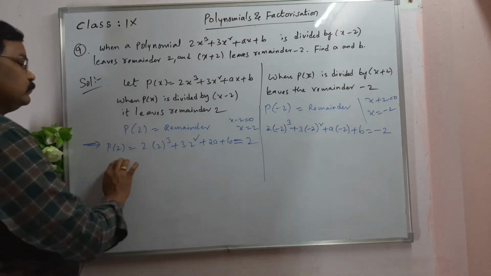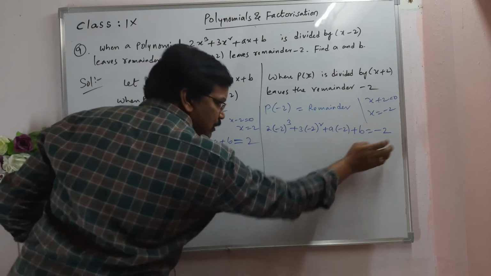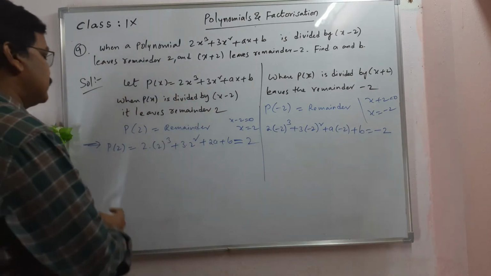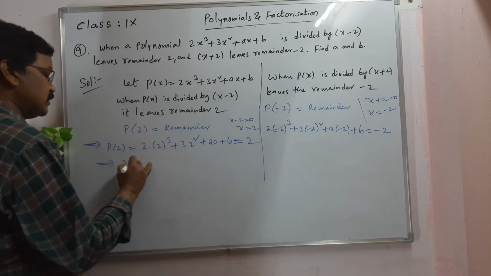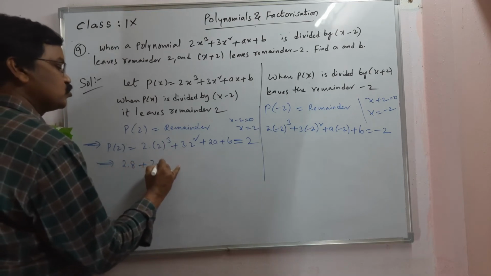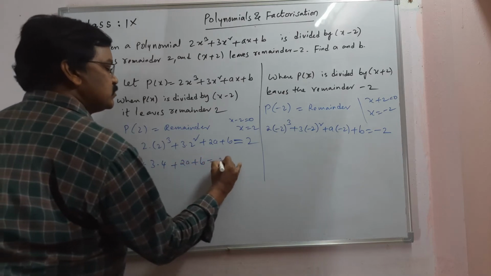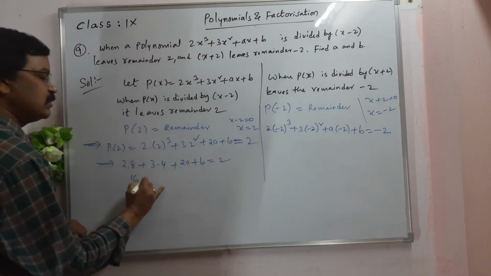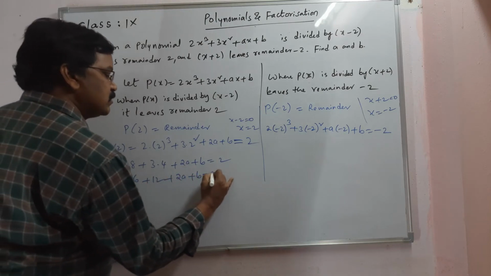Understand? This remainder value is plus 2. According to the remainder theorem, this remainder value is minus 2. Let us simplify here. 2 times 2 cube is 8, plus 3 times 2 square is 4, plus 2a plus b is equal to 2. So 2 8s are 16 plus 12 plus 2a plus b is equal to 2.